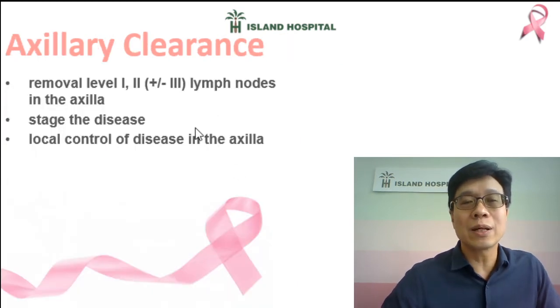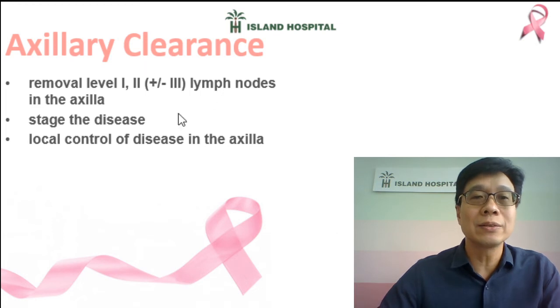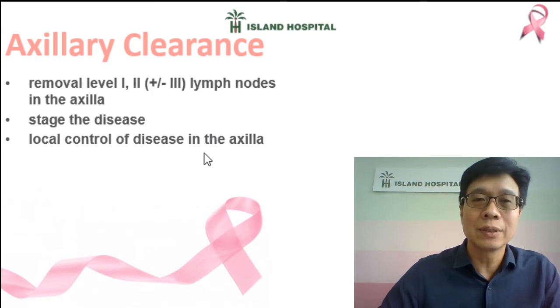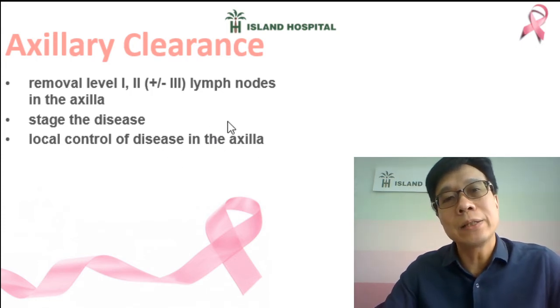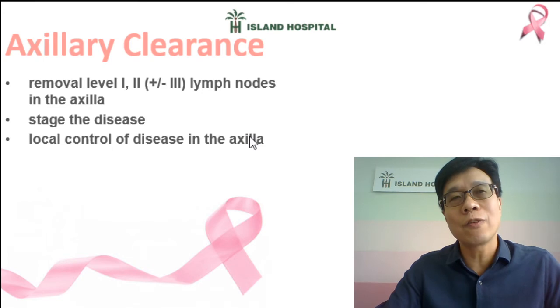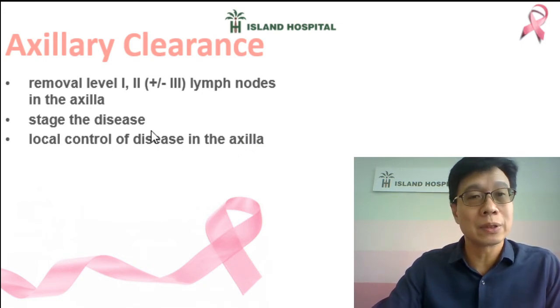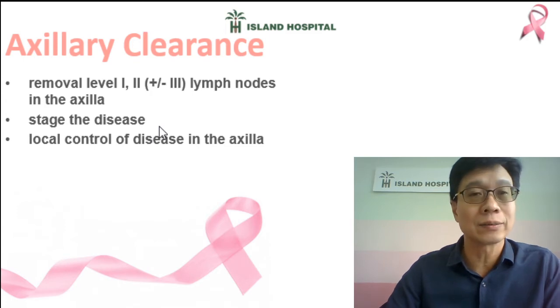Removal of lymph nodes in the armpit is what we call axillary clearance. That's to stage the disease and to control the disease in the armpit. Staging of disease means how far the cancer has moved. So I will tell you a bit about stages later.